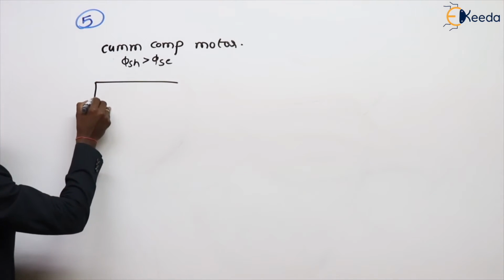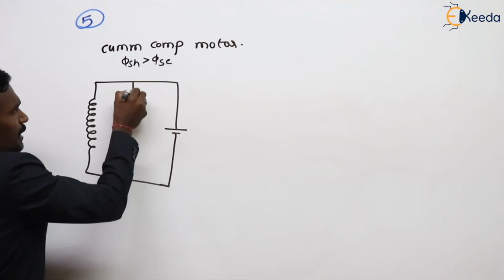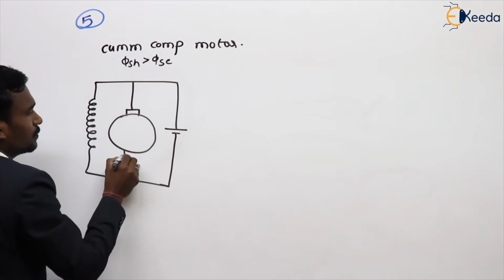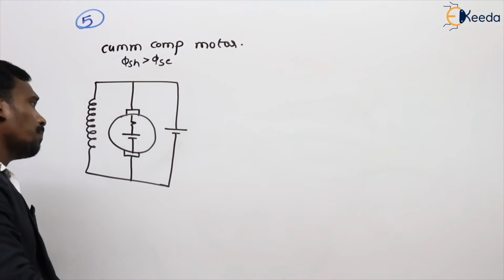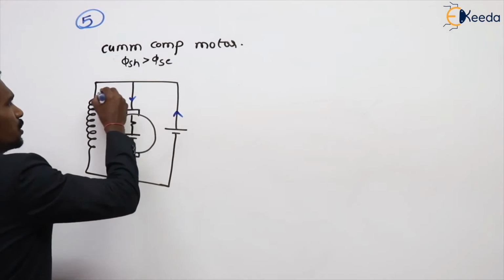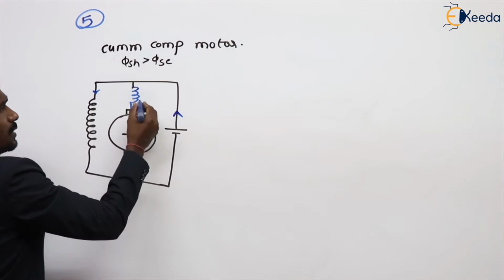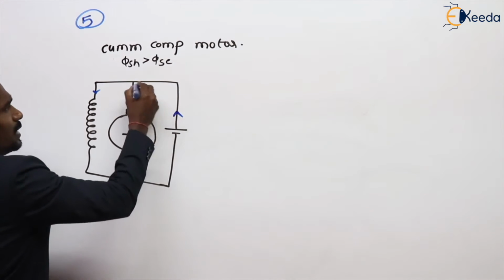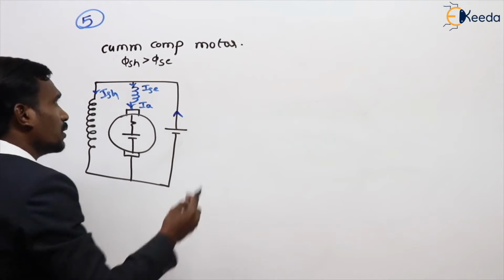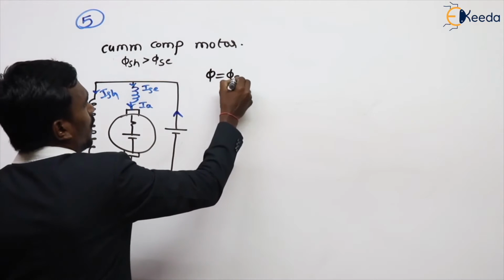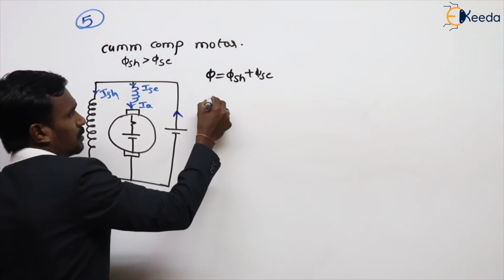For example, take the long shunt. It is like this. This is my long shunt cumulative compound motor. Here we have the armature winding like this. Now this is my armature current, this is my series field current, this is my shunt field current. Cumulative, that's why phi is equal to phi SH plus phi SE. Right. Now the first question.